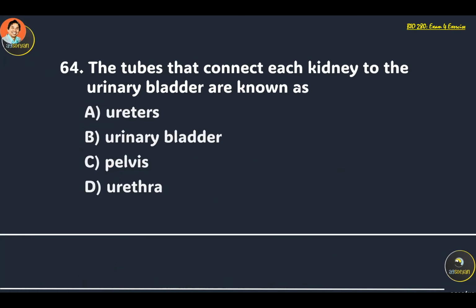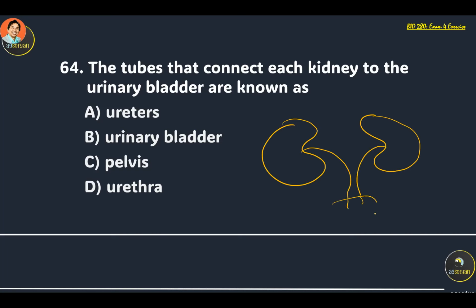The tube that connect each kidney to the urinary bladder are known as A, B, C, or D. Okay, we just mentioned that there are two kidney and there is a tube that will take the urine to the bladder. Okay, this is a kidney, right? This tube is called the ureters. Okay, it's going to be A over here.